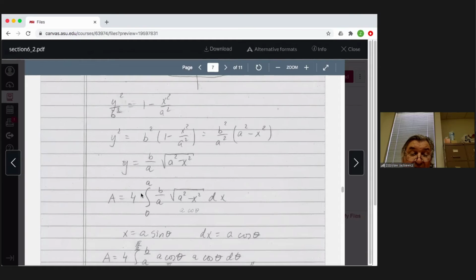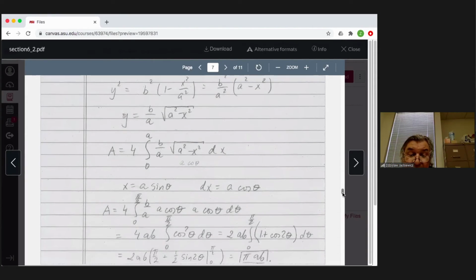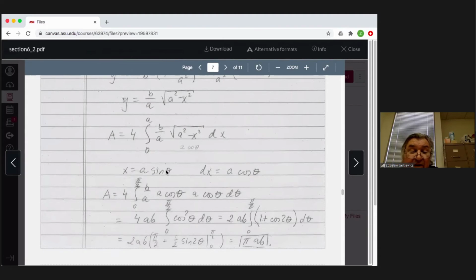So the area is 4 times the integral from 0 to a of the function b over a, square root of a squared minus x squared, dx. Here you probably have enough details. Again, you make the substitution x equals a sine theta, then dx is a cosine theta d theta. And if you remember, the square root became a cosine. So if you make the substitution, you get this thing here.